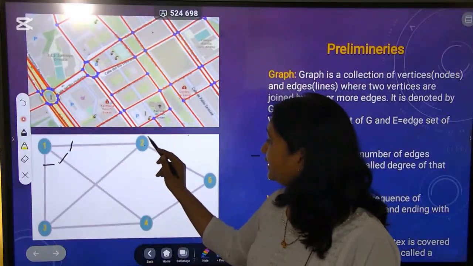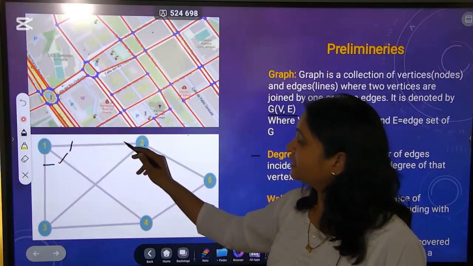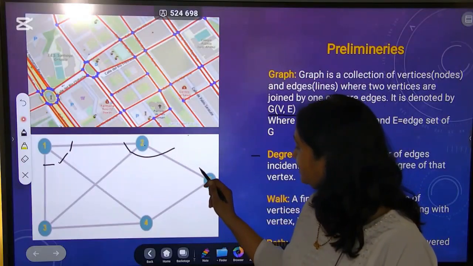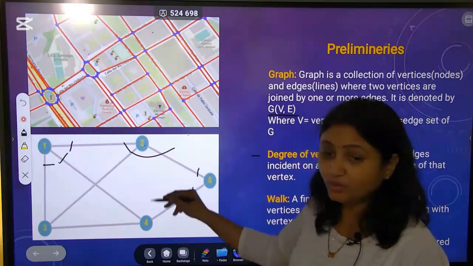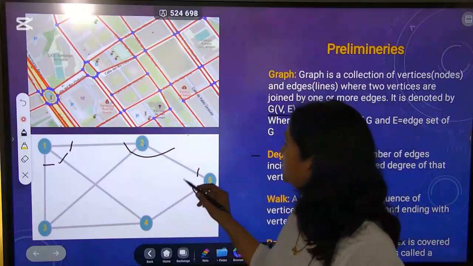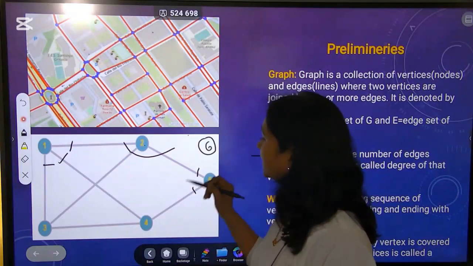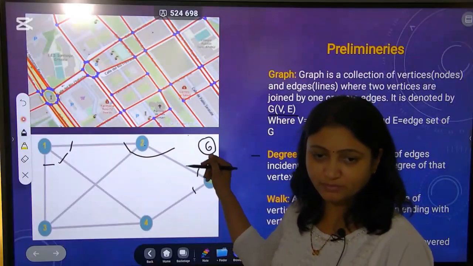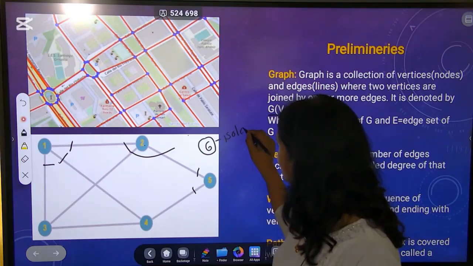Here again vertex 2 is connected to vertices 1, 3 and 5. That means there are 3 edges incident on 2, so the degree of 2 is 3. Here 5 is connected to 2 different vertices, so the degree of 5 is 2. Suppose this is another vertex 6. Now it is not connected to any vertex. So this is called an isolated vertex.